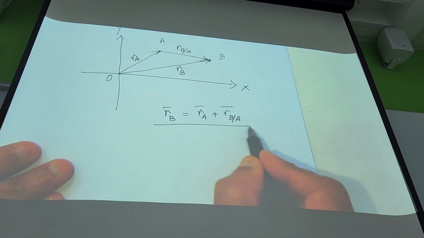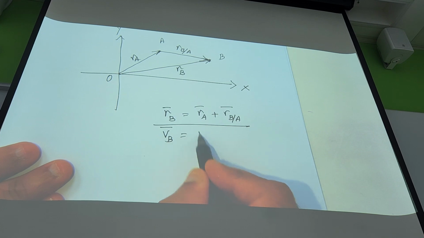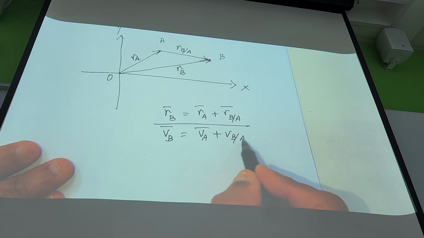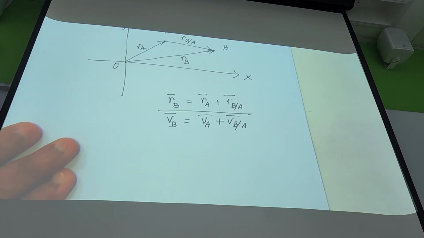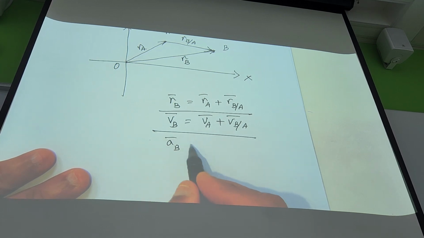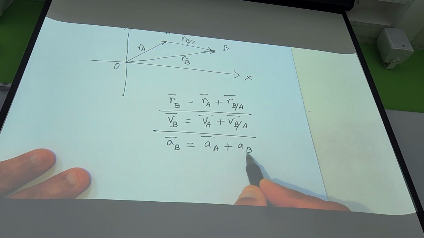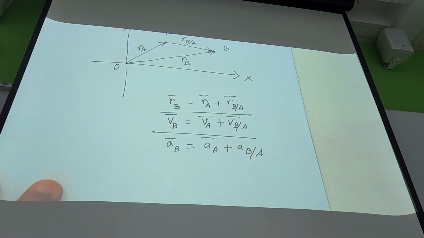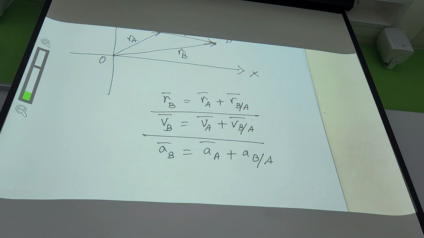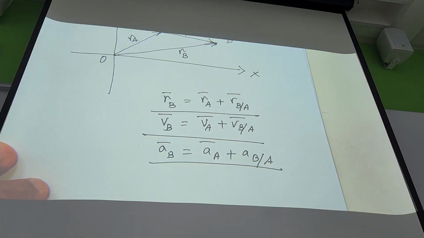Similarly, velocity you can write as velocity B vector is velocity A vector plus velocity from B to A vector. Now we can also write acceleration of B is equal to acceleration of A plus acceleration of B to A. This is very similar to your relative velocity method.